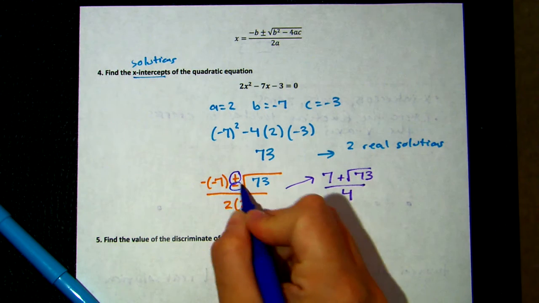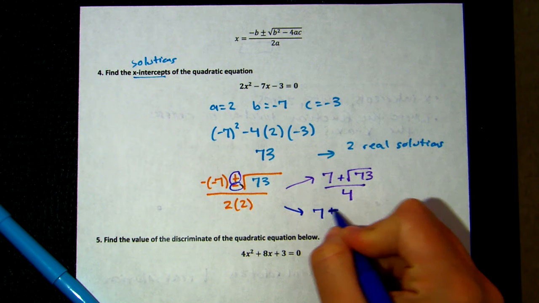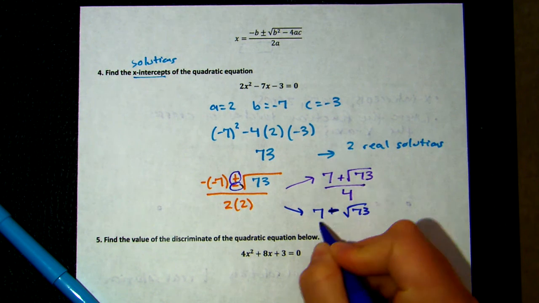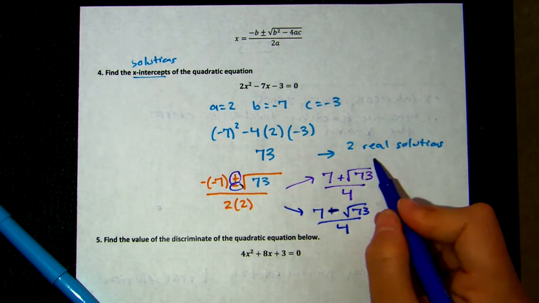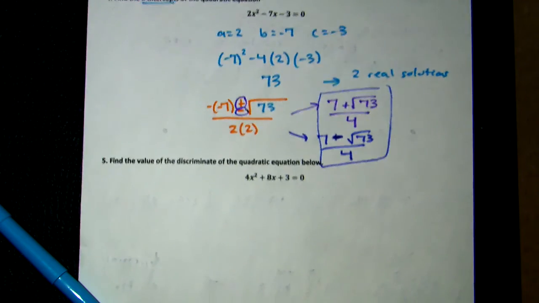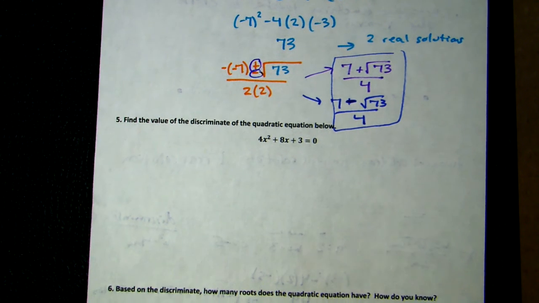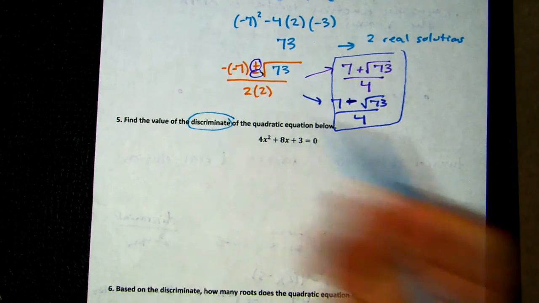And here my negative value, that's going to give me 7 minus the square root of 73 over 4. And those are actually going to be my two answers. I could pop those into my calculator to get a decimal, but I'm just going to leave them like this for now. Okay, this last one just says find the value of the discriminant.